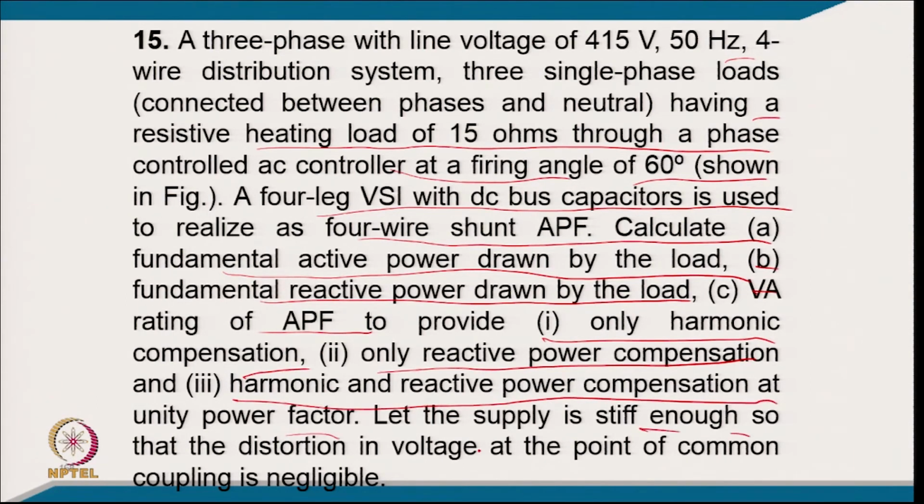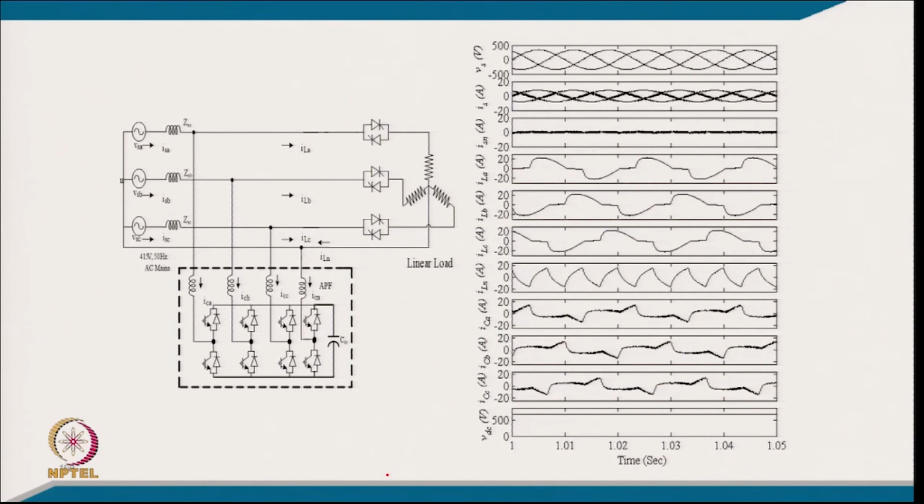Let the supply be stiff enough so that the distortion in the voltage at the point of common coupling is negligible. This is the system that we have: 3 single phase AC voltage controllers, and this is the 4 leg shunt active filter, which provides reactive power and harmonic compensation and makes the neutral current 0.